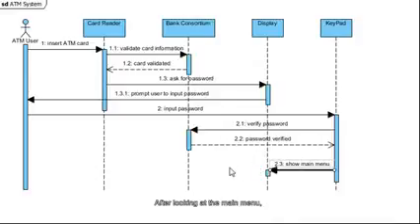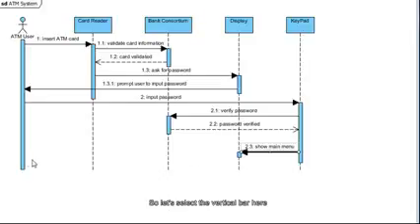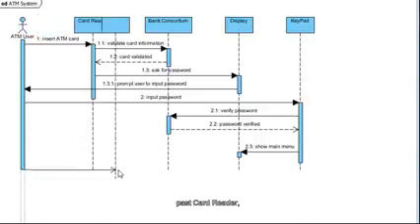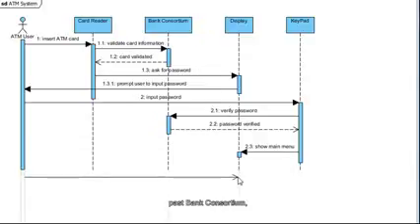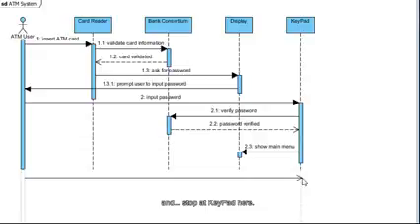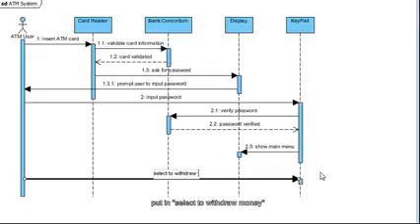After looking at the main menu, the user will make a choice to withdraw money. So let's select the vertical bar here and click on message to Lifeline icon and drag it to the right. Pass Card Reader, pass Bank Consortium, pass display, and stop at keypad here. And for the message, put in select to withdraw money. Press enter.